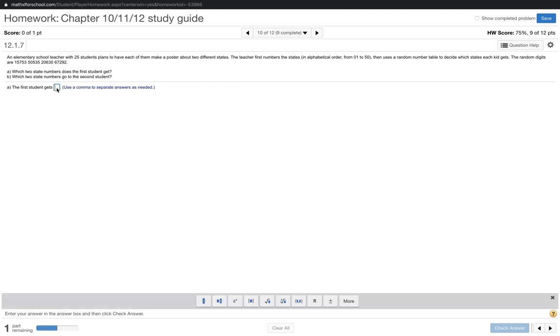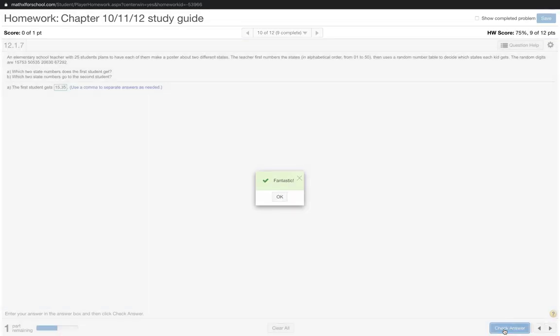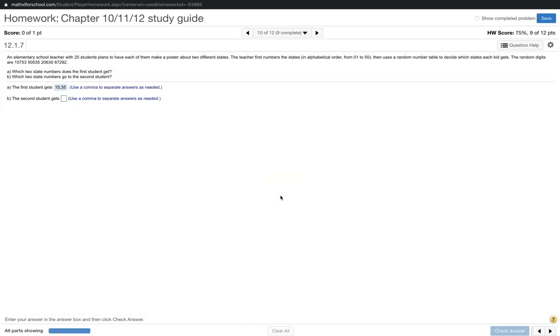Is that a possible state number? Of course it is. So the first state that the first student gets is 15. If we keep going, we have 75. That is too high, so we're going to skip that, and we're going to go to the next 2 digits, which are 35. That works. So the first student is going to get state number 15 and state number 35. That's part A.